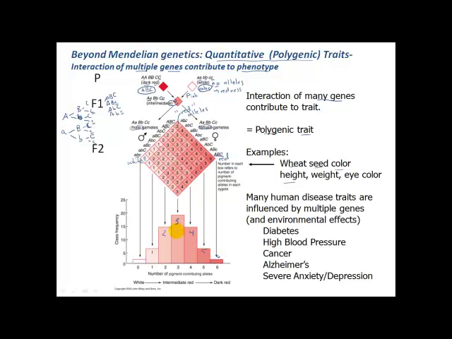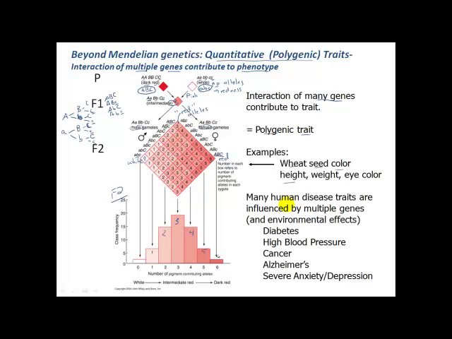So our intermediate phenotype is going to be the most common in our F2 generation, but we will see all the other shades present. And so we get this histogram that shows this bell-shaped curve with most individuals lying in the middle and then fewer individuals tailing off on either end.